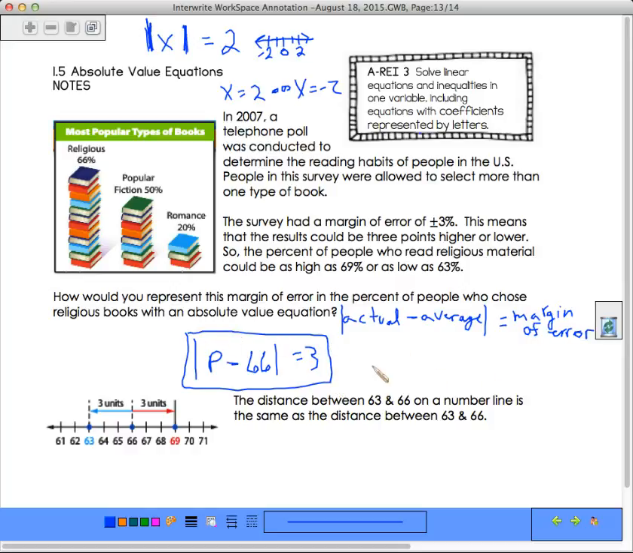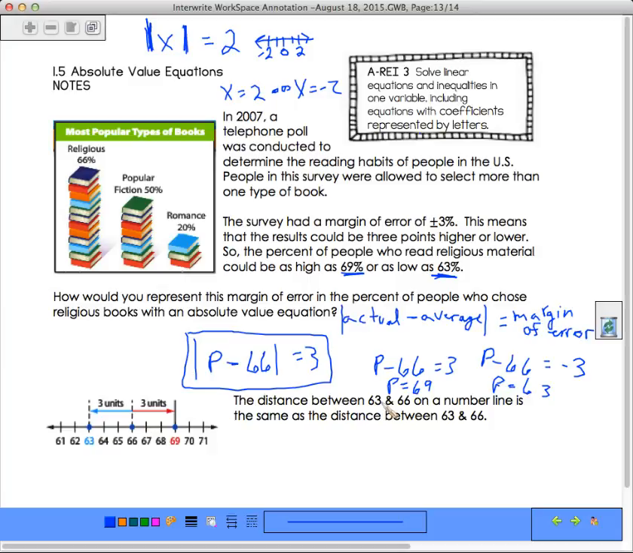To solve that equation, we would say, okay, whatever's inside here, it could have been positive 3, or it could have been negative 3, because we're just talking about distance. So we're going to have P minus 66 equals 3, and P minus 66 equals negative 3. Because when you take the absolute value, it's always going to be positive. We're talking about distance. So I'm going to add the 66 over, and I get P equals 69. Here I'm going to add it over, and I get P equals 63, which are the two values that we already have.